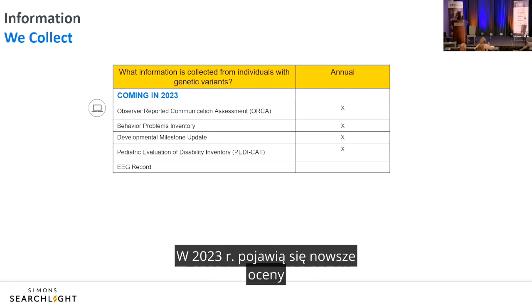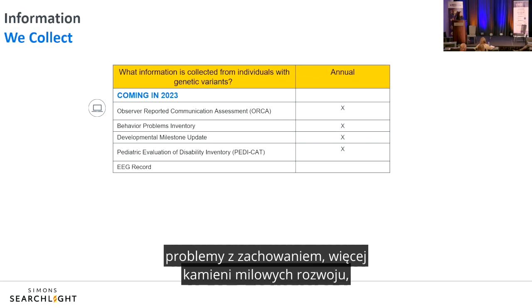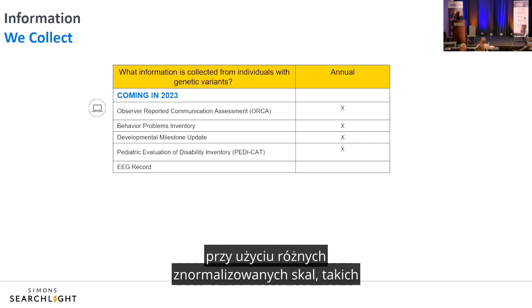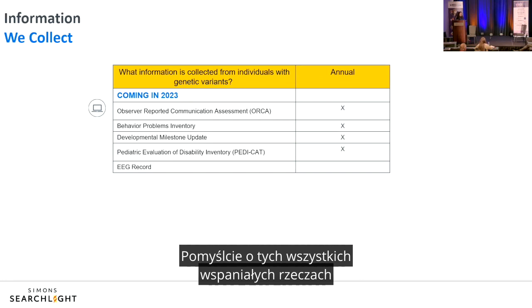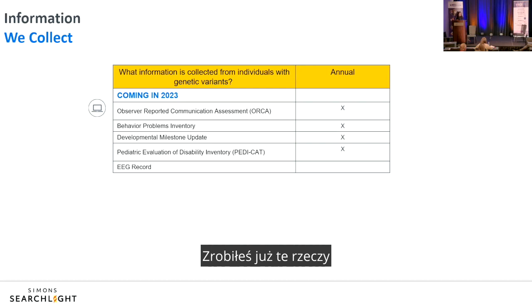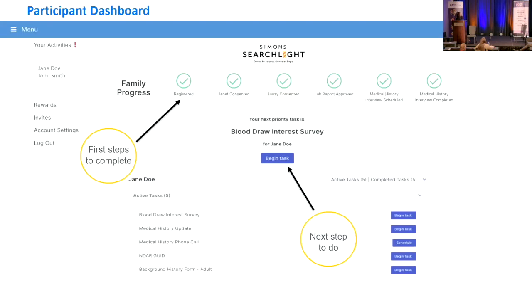Coming in 2023, there are some newer assessments that will be coming out, such as the ORCA, which is a communication measure that's more commonly being researched right now, behavior problems, more developmental milestones, using different standardized scales such as the PEDI-CAT, or Pediatric Evaluation of Disability Inventory. And there's been a really great interest in collecting all the EEG raw data. So, you know, I think you can think about all these great things that you can contribute. You've already had these things done, and how can we contribute that back?